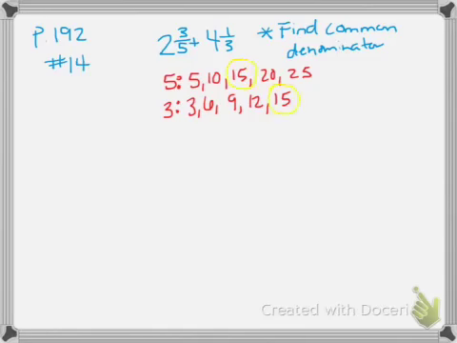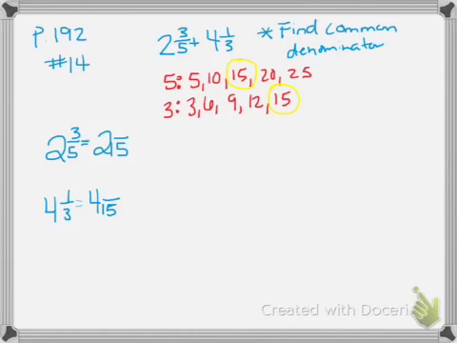So I'm going to rewrite these fractions with a denominator of 15. I'm going to find equivalent fractions that have a denominator of 15. So 2 3/5 equals 2 and something over 15, and 4 1/3 equals 4 and something over 15. So we've rewritten our fractions using a denominator of 15.